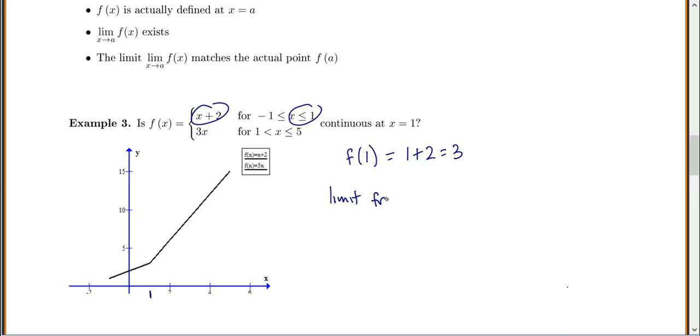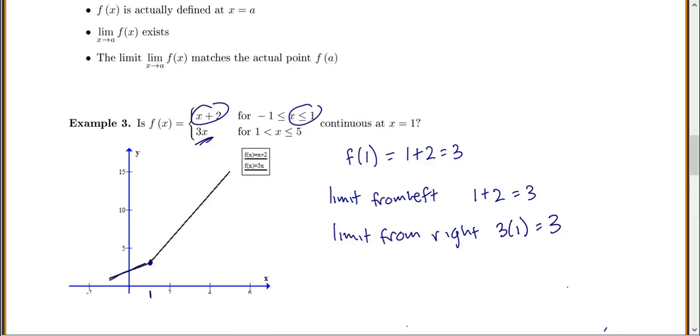So the limit from the left, you can look at your graph. As I come from the left, I'm getting closer and closer to 3. Or you could plug 1 into your top function because that's coming from the left. So 1 plus 2 equals 3. And let's check it from the right. Limit from right means plug it into now your bottom function. So 3 times 1, which equals 3. So as long as it's the same from both sides, we can say the limit as x approaches 1 of f of x equals 3.